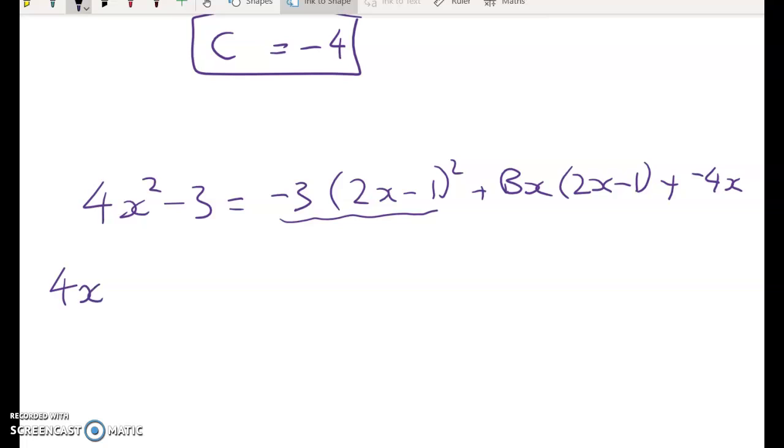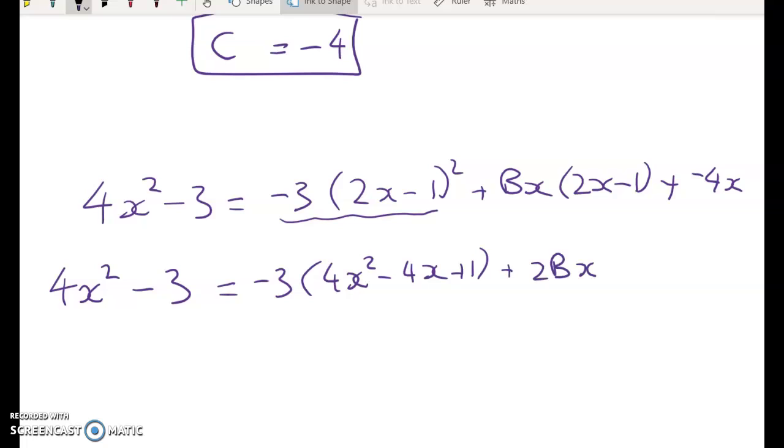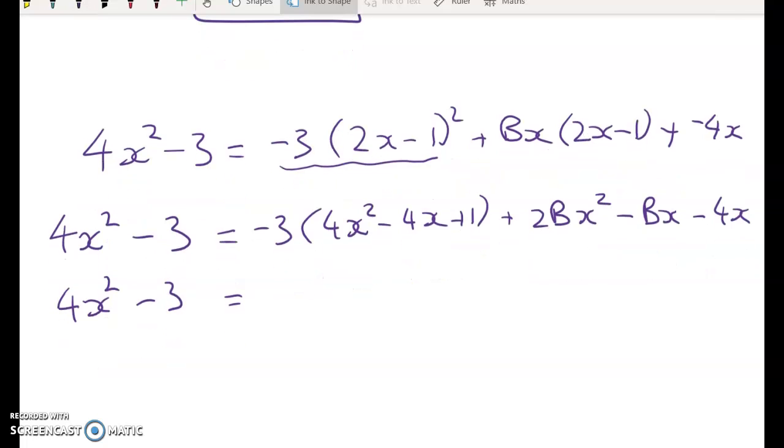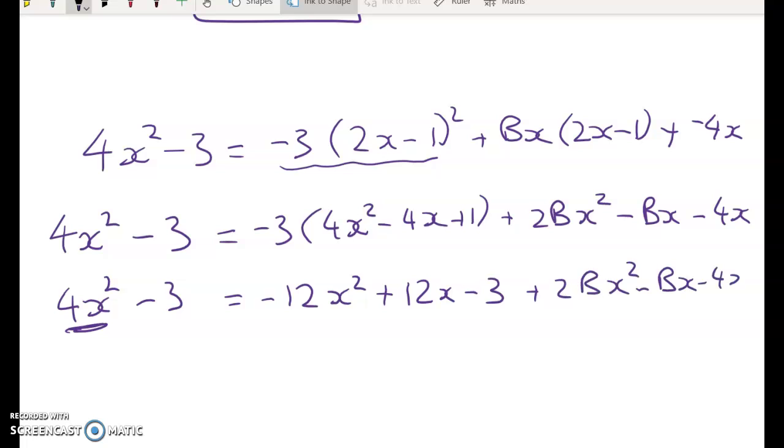Henry, I hope you're still watching. 4x squared minus 3 is equal to negative 3 times 4x squared minus 4x plus 1, plus, expanding this now, 2Bx squared minus Bx minus 4x. Now remember, I want to group up things, so I'm grouping up x squared terms and x terms. It's all about like terms. You don't actually have to go this far. We could start matching now on the x squared, but I'll show you the full workup and then we'll talk about what we could skip. So here we've got negative 12x squared plus 12x minus 3 plus 2Bx squared minus Bx minus 4x.